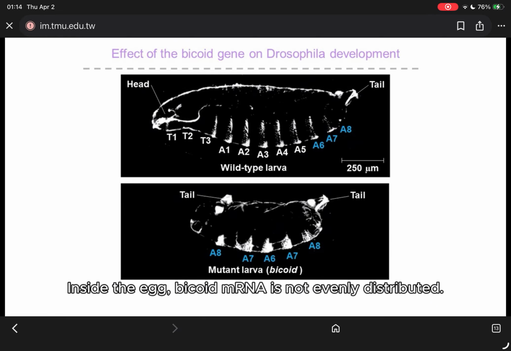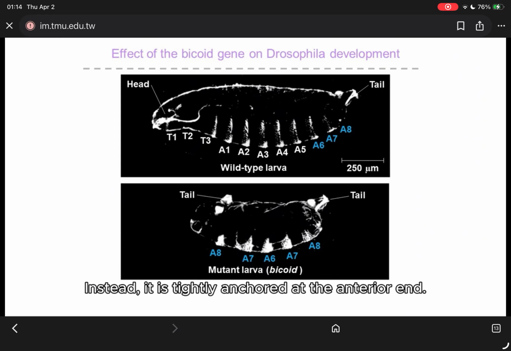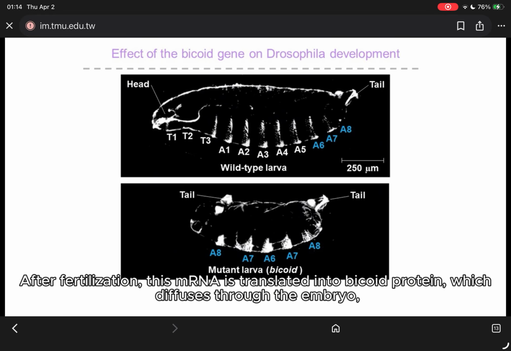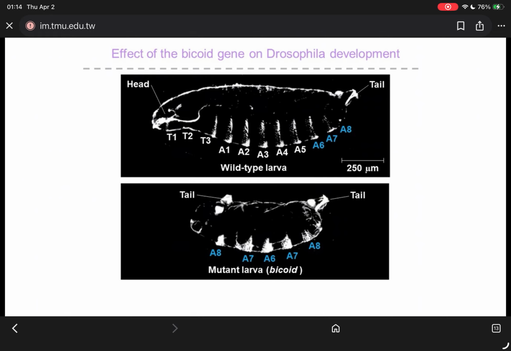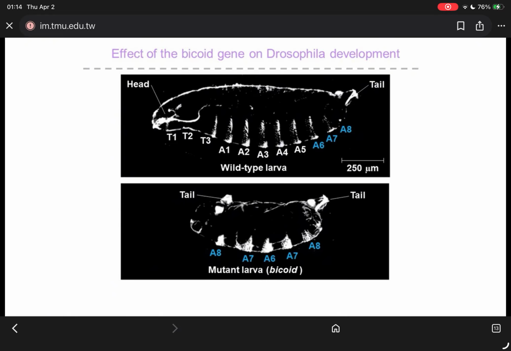Inside the egg, bicoid mRNA is not evenly distributed. Instead, it is tightly anchored at the anterior end. After fertilization, this mRNA is translated into bicoid protein, which diffuses through the embryo, forming a concentration gradient. High at the anterior, low at the posterior. You can think of this gradient as a kind of molecular map that tells embryonic cells where they're located along the head-to-tail axis.